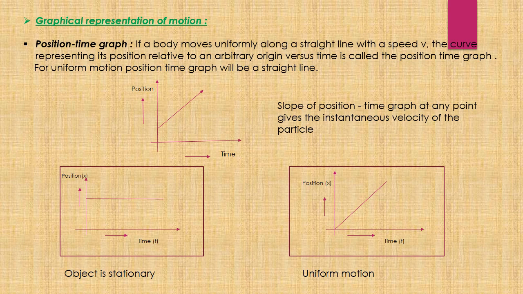We have two more graphs. On the left side, we have a graph parallel to the time axis. It means the object is at rest, which shows that it is a graph of a stationary object. Moving towards right, we have another graph where the body is traveling equal distance in equal interval of time. It means it is a graph of uniform motion.